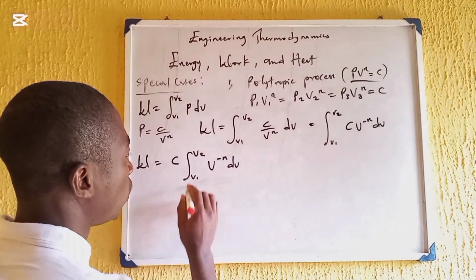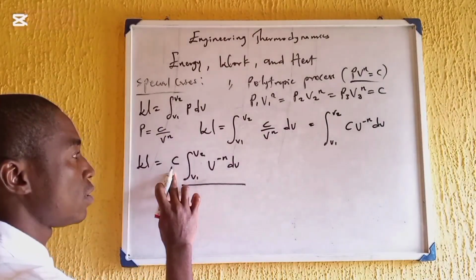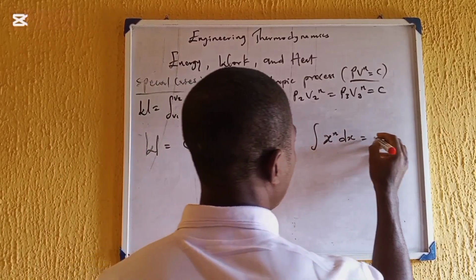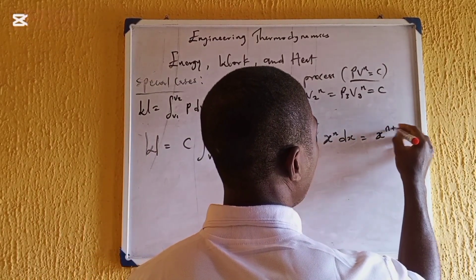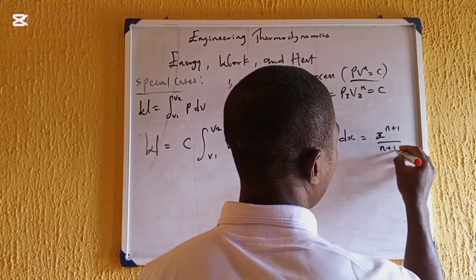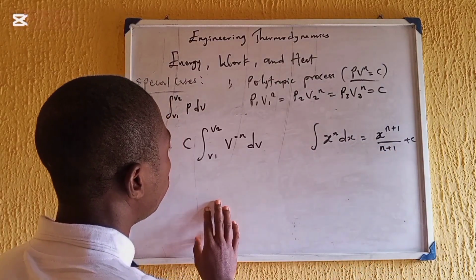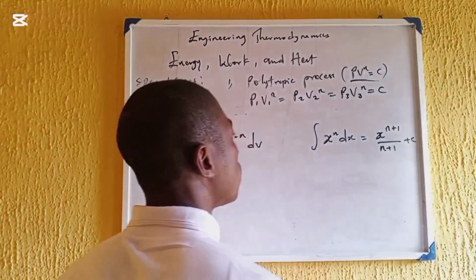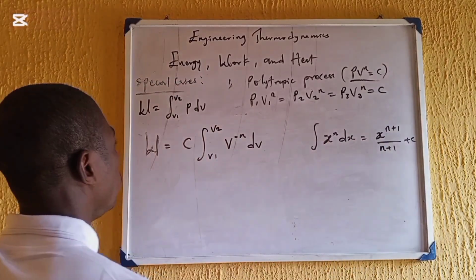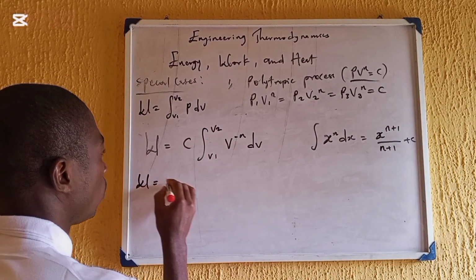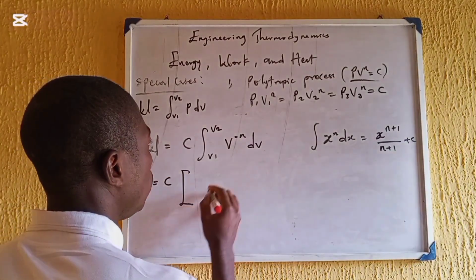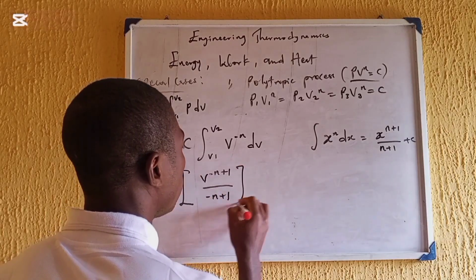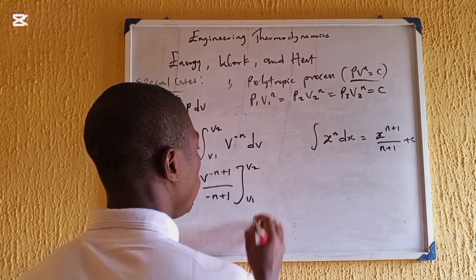Now the next job would be to integrate and multiply by C. Now remember that the integral of x to the power n dx is equal to x to the power n plus 1 over n plus 1 plus C. But because we have boundary values V1 and V2, we'll not be including the constant because the effect will eventually cancel out. So we apply this here. We'll have work is equal to C into V to the power minus n plus 1 over minus n plus 1, then evaluated from V1 to V2.